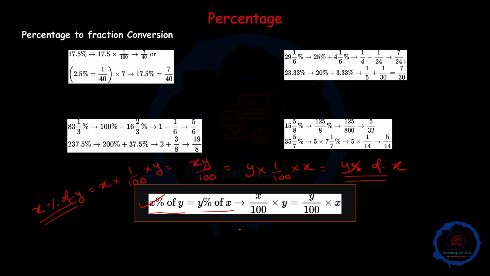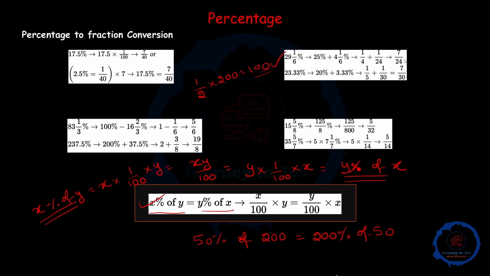That means 50% of 200 is equal to 200% of 50. You will get similar answer. Solve first this. 50% of 200 means simply how much? 50% means we know 1 by 2. So 1 by 2 into 200, you will get 100.